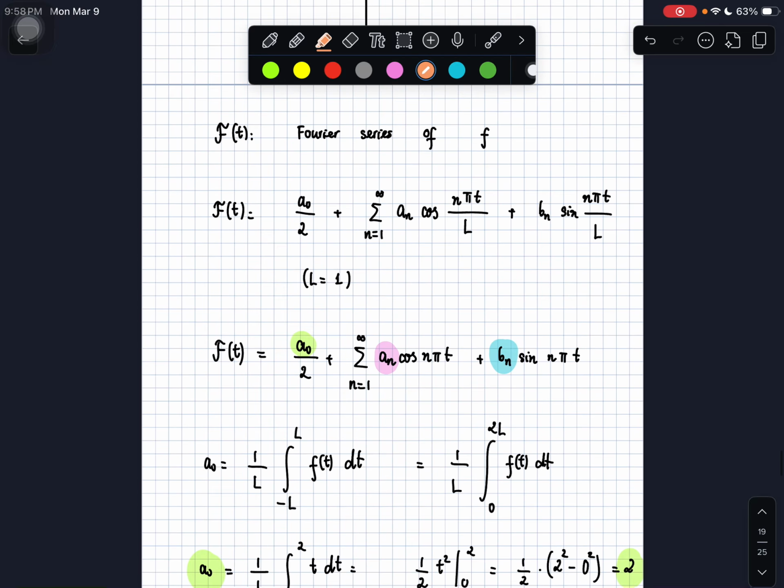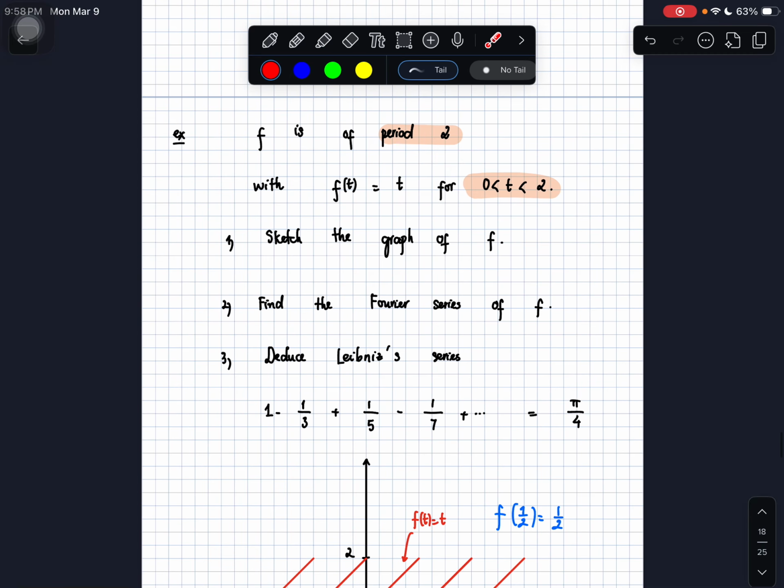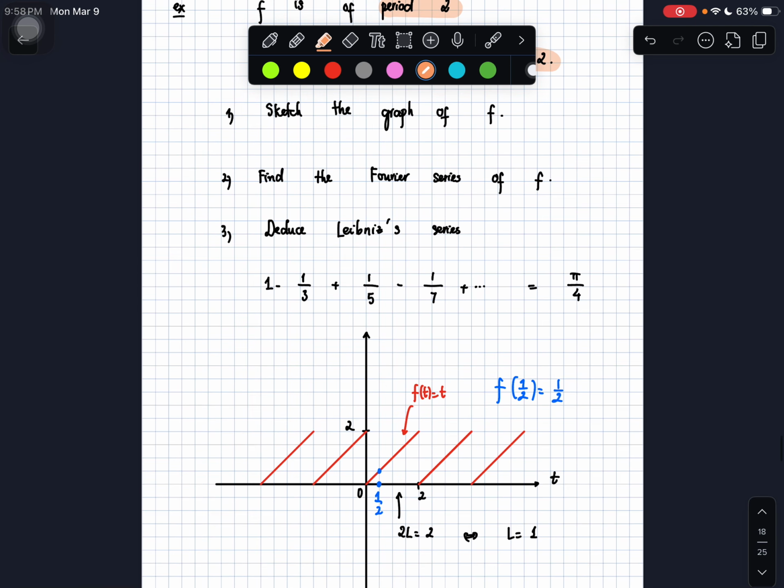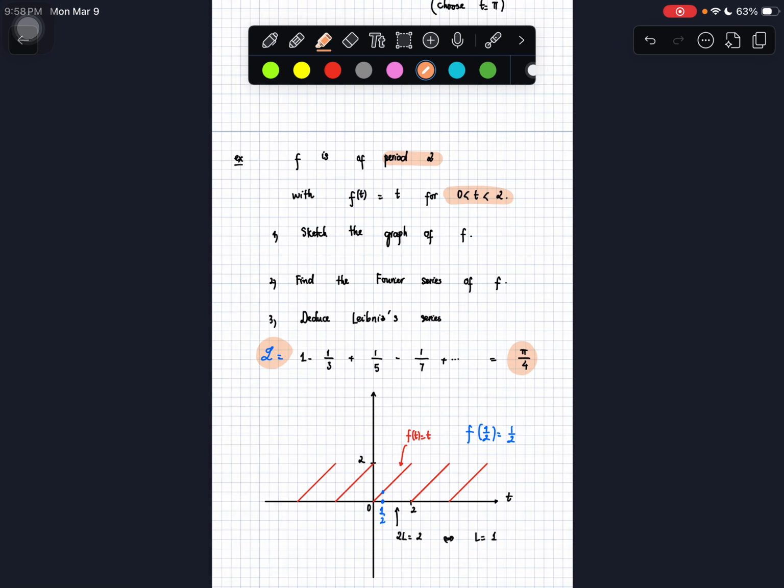So our question is, L equals pi over 4. So this is the L we talked about. L equals pi over 4. We are done.